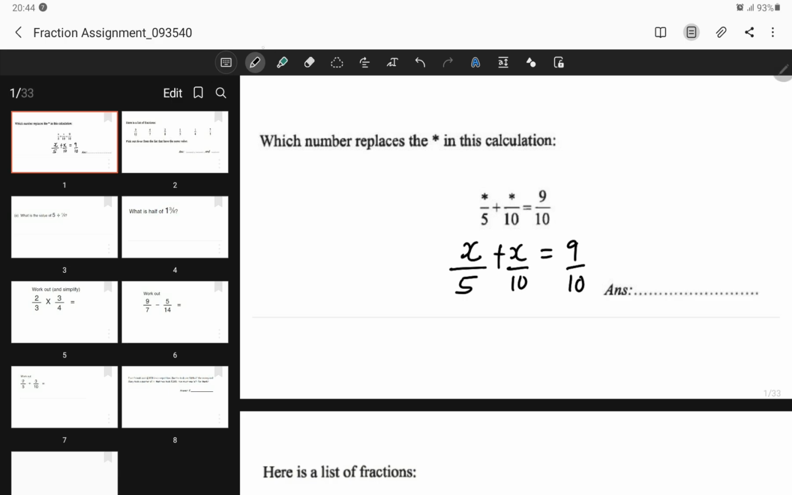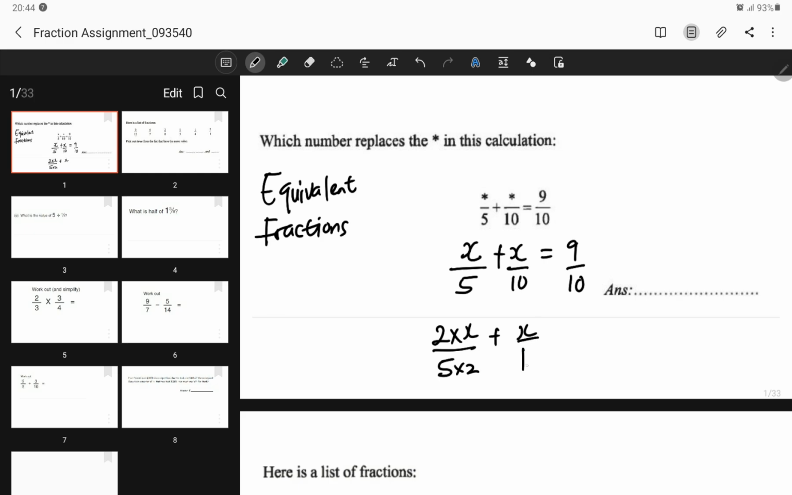So I'll ask myself, what will I do to 5 so that it becomes 10? I will multiply by 2. But equivalent fraction says, whatever I do to the denominator, I should do to the numerator as well. And that's exactly what I'm going to do right away. So I'll have 2 times x over 5 times 2, plus x over 10, equal to 9 over 10.